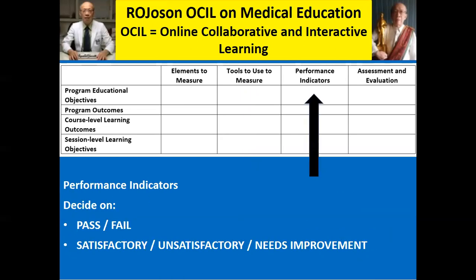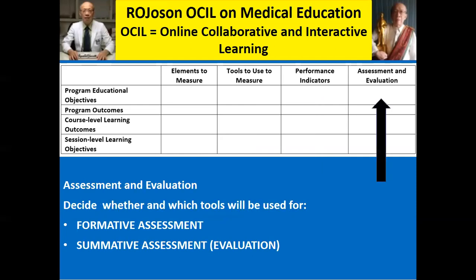Performance indicators decide on pass, fail, satisfactory, unsatisfactory, needs improvement. For assessment and evaluation, decide whether and which tools will be used for formative assessment or summative assessment, or the so-called evaluation.